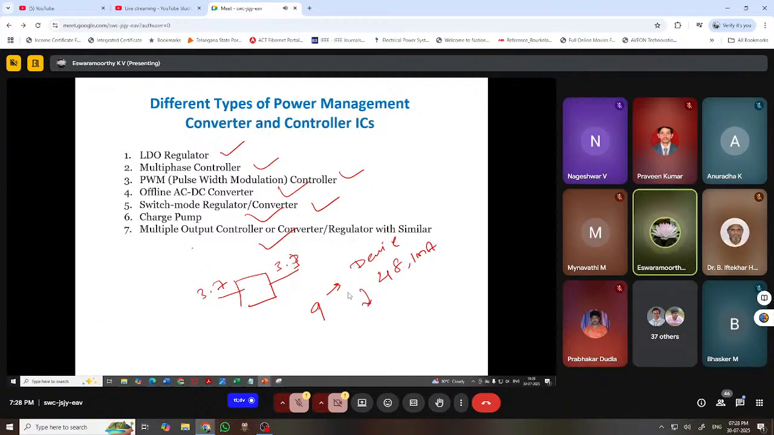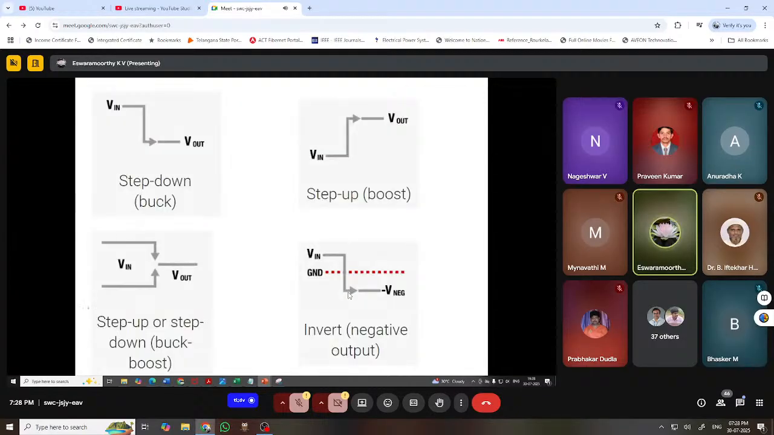Another is the multiple output controller and converter. Let's say it is a simple DC to DC converter, but the input is one, and in the output you are going to get different DC output voltages. And this is a step down, that is a buck. Step up is a boost, and step up or step down is a buck boost, right? So this is constant: whether the input voltage is lesser than V out or more than V out, the voltage is constant.